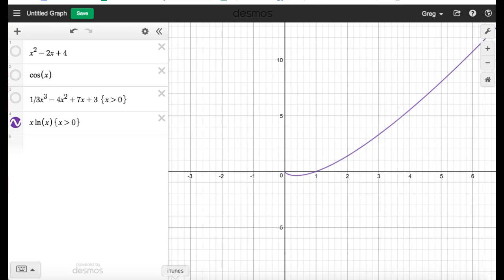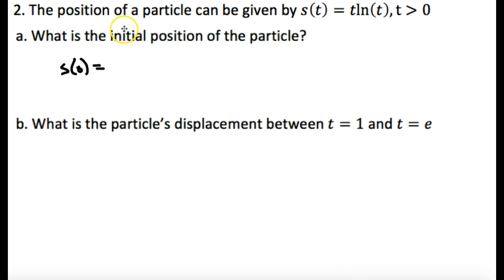So even though my s of 0 isn't defined, we're going to say that my initial position is 0. And I'll just put that in quotes, because we know that that's not a value that's included on the graph, but it is where we're starting. So you guys go ahead and take a second and try part B here.